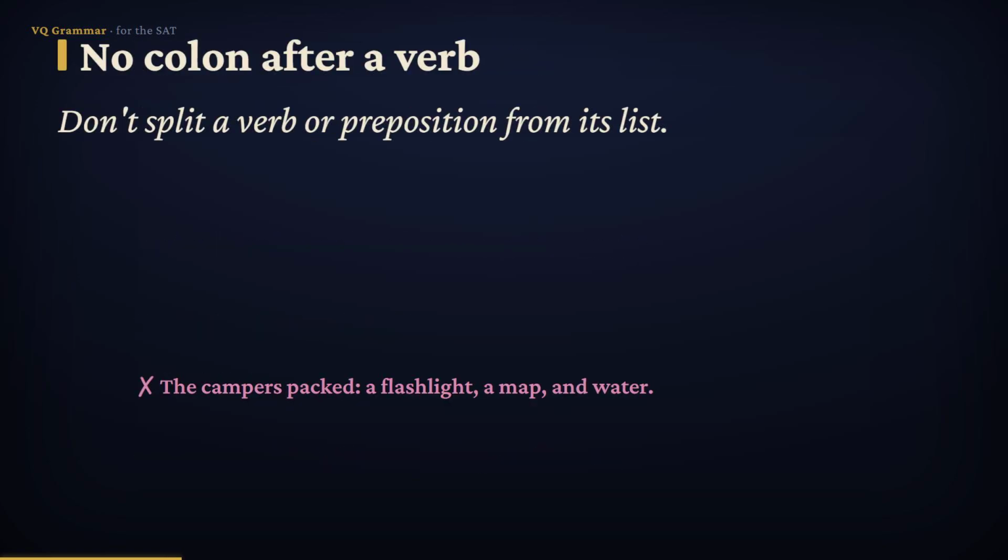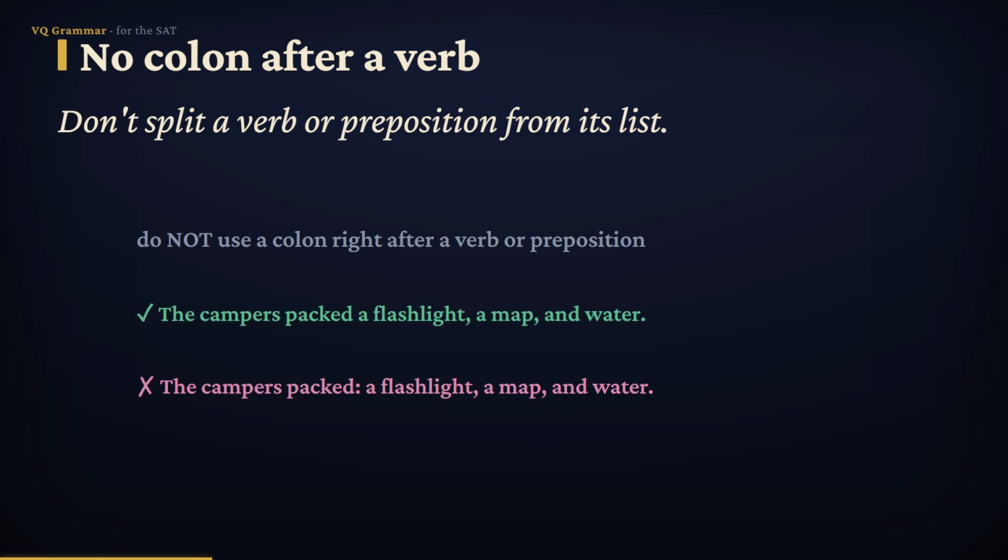Now the most common mistake. Do not use a colon when the list follows directly from a verb or a preposition. The campers packed a flashlight, a map, and water. No colon, because the list is the direct object of "packed." If you wrote, "The campers packed: a flashlight," you'd be wrongly splitting the verb from its objects. So the test is simple. If the list flows straight out of a verb or preposition, leave the colon out.